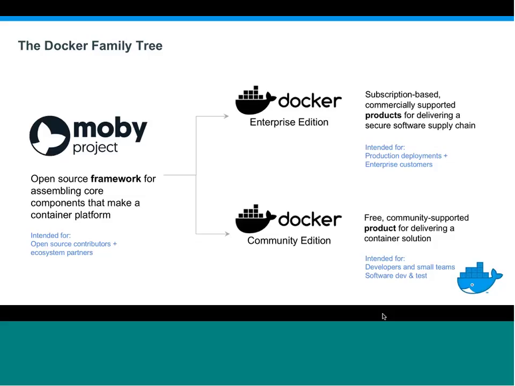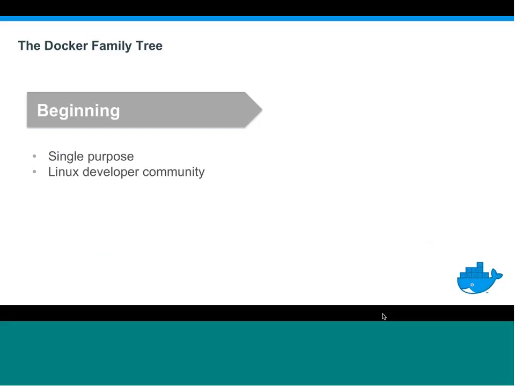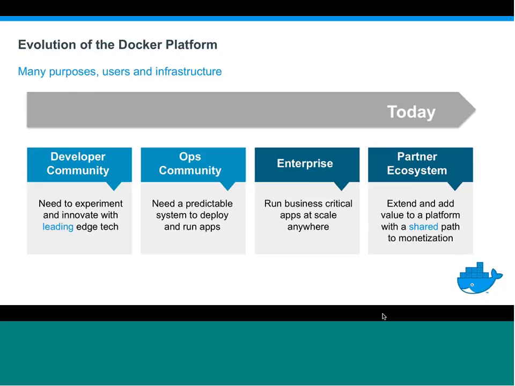Let me go back in history and explain how we got here. So in the beginning, it was a Linux-oriented open source tool for developers, and that is what we are known for today with the millions of users of Docker Engine and the strong community behind that. But now we really do see that there are many purposes and many different audiences that we're addressing with our Docker platform. So we still have that strong developer community who want to experiment with and play with the leading edge of our technology.